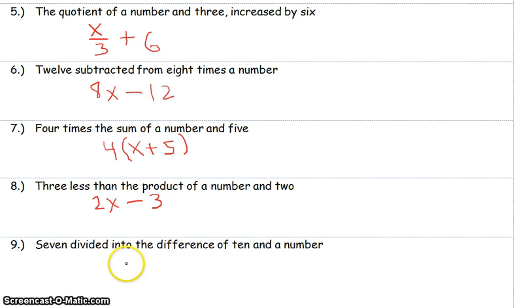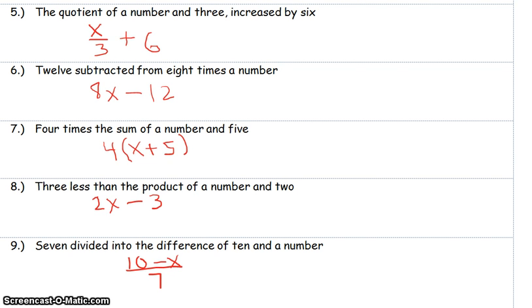Now, our last example is 7 divided into the difference of 10 and a number. It says 7 is divided into the difference of 10 and a number. We must take the difference of 10 and a number, which is 10 minus x, and 7 is divided into this. So we would divide this whole expression by 7. So 10 minus x is all divided by 7. And that is it. Thank you.